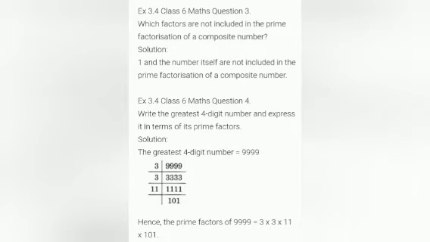So it is divided by 3. 3 से divide किया तो क्या आंसर आया? 3333. Then this number is further divided by 3. तो आंसर आया 1111. Further, this can be divided by 11. So we got the answer 101. So what are the prime factors? 3, 3, 11 and 101.